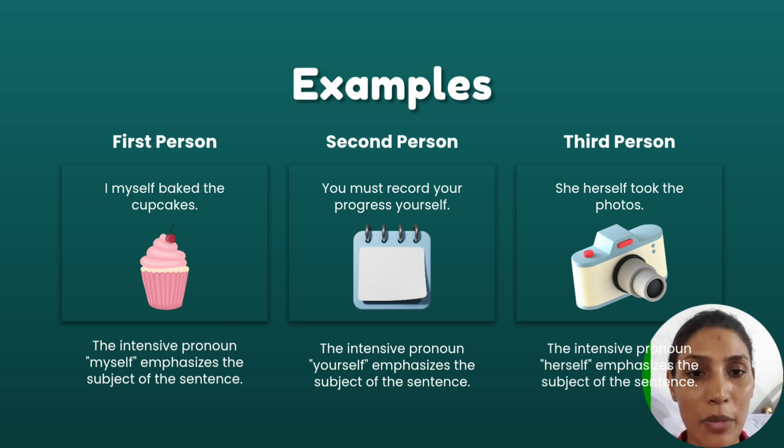I myself, it means it is something that is emphasizing. What is being emphasized? The subject is emphasized. And the second person, you must record your progress yourself. The intensive pronoun yourself emphasizes the subject of the sentence. In the second example, I'm also highlighting that there is something focused, something emphasized on the subject. On the third, she herself took the photos. The intensive pronoun herself emphasizes the subject of the sentence. So all these three examples highlight this point, that these pronouns are emphasizing the subject, the main subject.